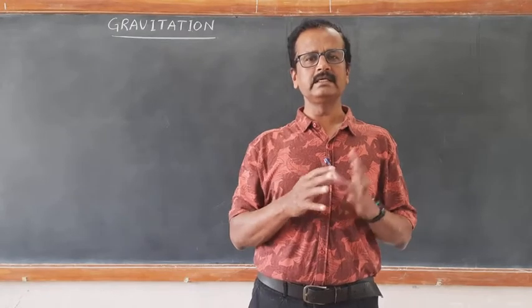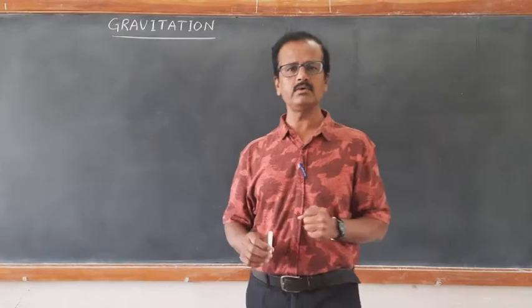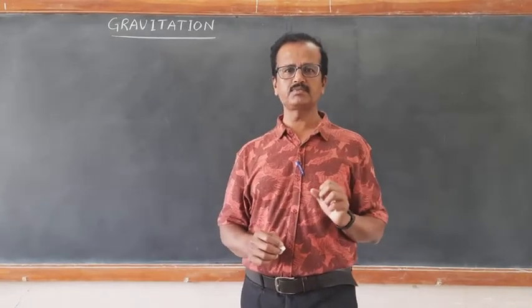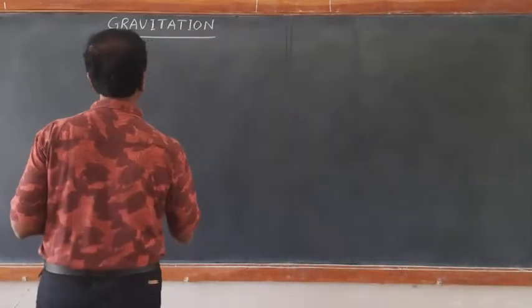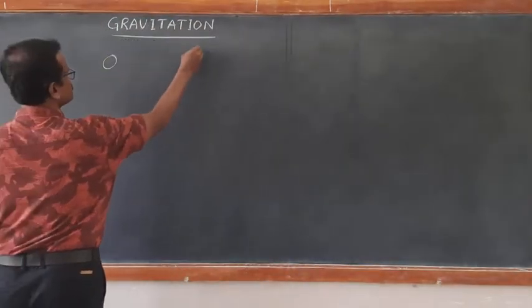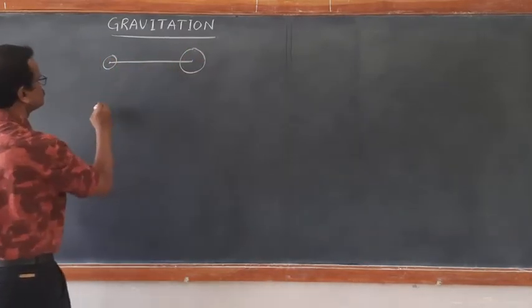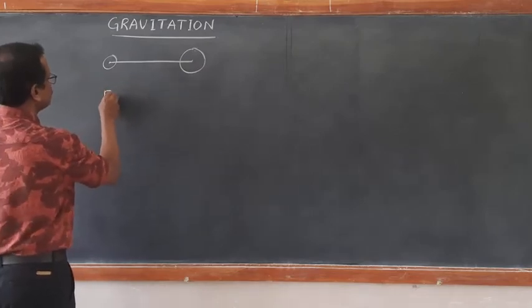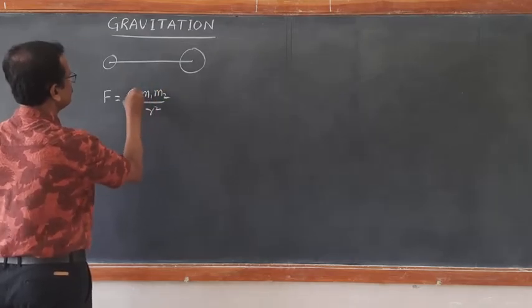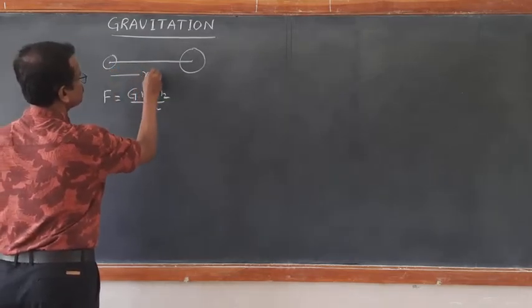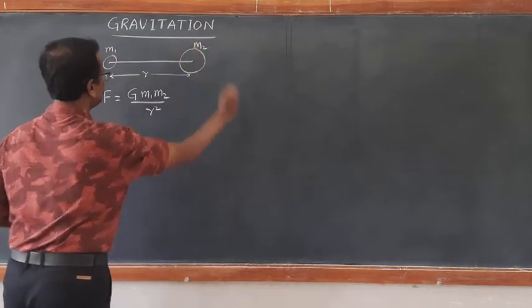Since force is a vector quantity, gravitational force is also a vector quantity. So we need to express the gravitational force in the vector form. Now, yesterday we wrote the force between any two masses as a center to center force, which is given by F equal to G m1 m2 upon r square, where r is the distance of separation between the two masses m1 and m2, right?